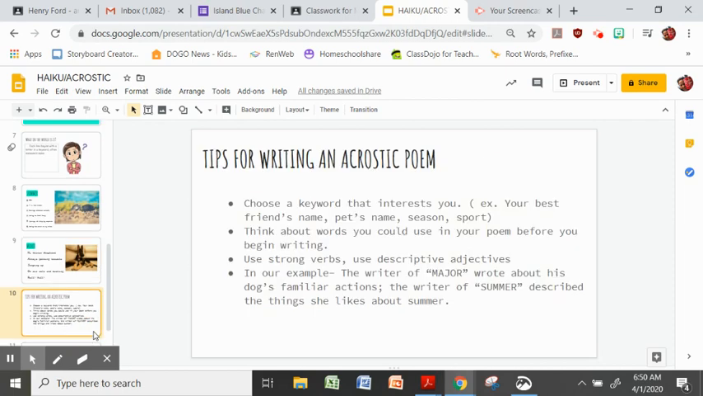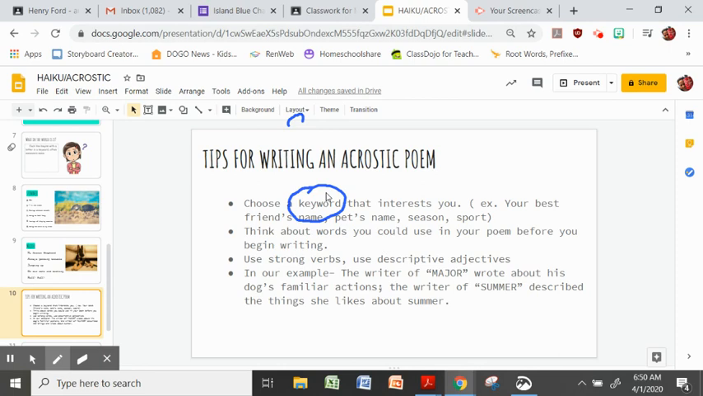Okay. So the first tip I really want you to know is that you need to choose a keyword. Use a keyword that interests you. So it can be your best friend's name, your pet's name, a season, a sport, your favorite food. It does not matter. It's totally up to you what keyword you're going to choose.